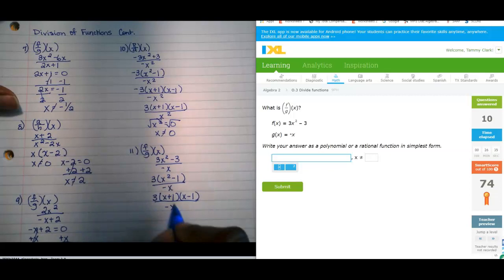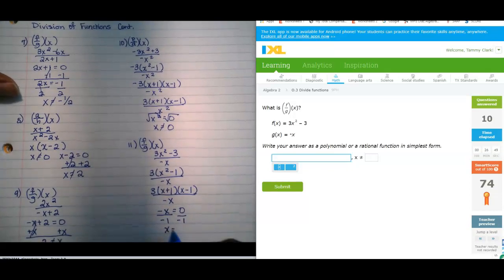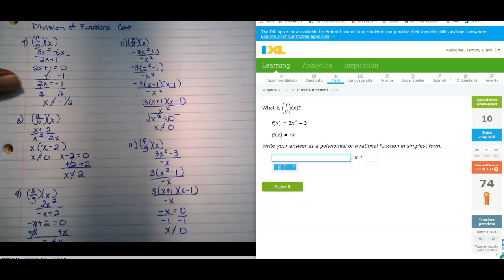So now we need to go ahead and find our domain. Negative x is equal to 0. Well, we know in front of the negative x here, the coefficient is 1, so we're going to divide both sides by negative 1. Therefore, x is equal to 0, or our domain can include everything except 0.